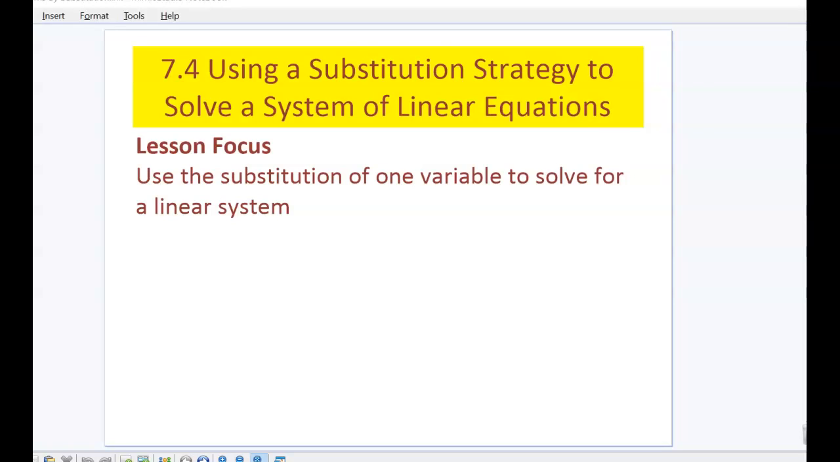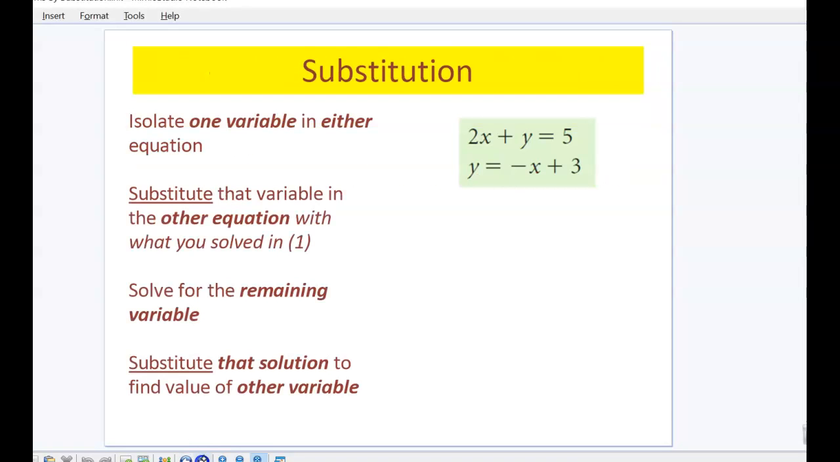In section 7.4, we're going to use the substitution method to solve systems of linear equations. So here's our first example. We're asked to solve the system 2x plus y equals 5 and y equals negative x plus 3. Now, last section we learned that we could graph these and find their intersection point, and that method is good, but it's not always accurate, especially if our answers happen to be a fraction.